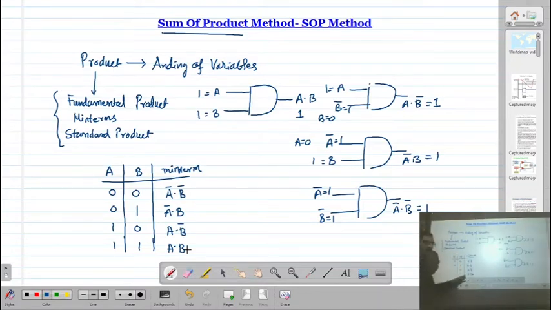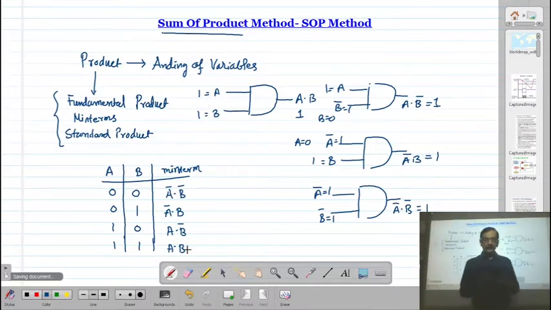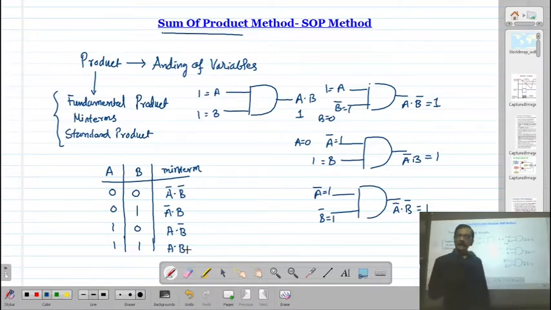I think now it is clear what a minterm is. Minterm means you have to take the ANDing of the variables in such a way that the output is going to be high. And for that, you have to complement or uncomplement the variable, and then you can write these minterms.